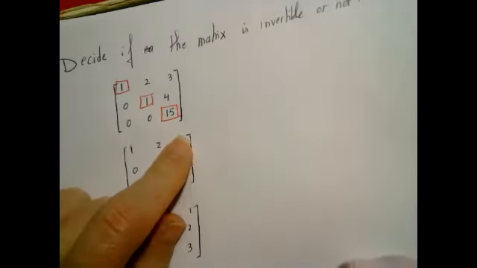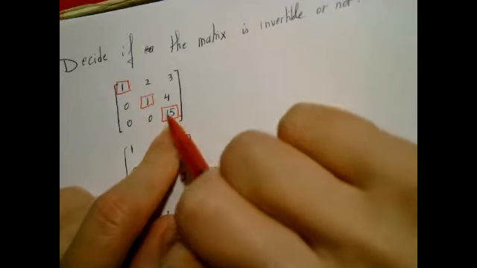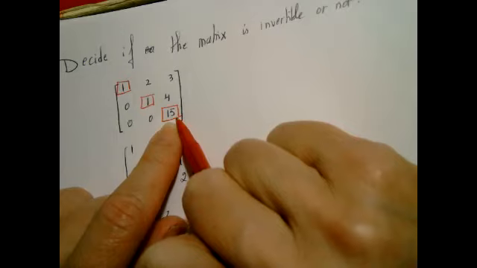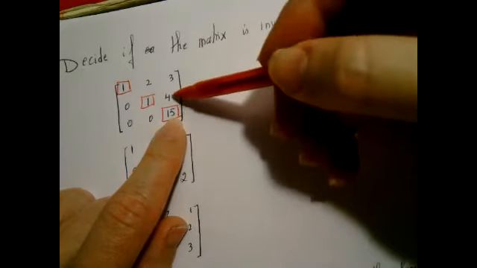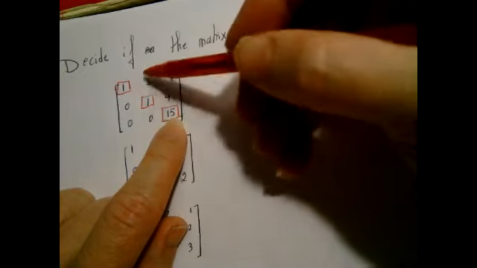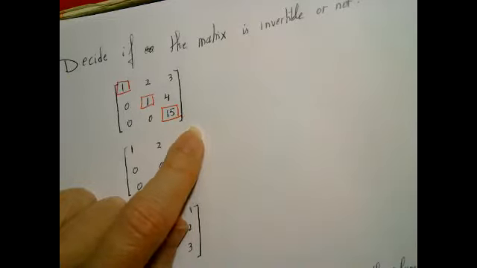So can I reduce this to the identity, you think? Yes. If I have a leading entry, can I reduce it? Very easily. I can make this into 1 because I can divide by 15. I have my 1 here. I can make this into zeros. I can make this into zeros. Okay, so this is immediately an invertible matrix.